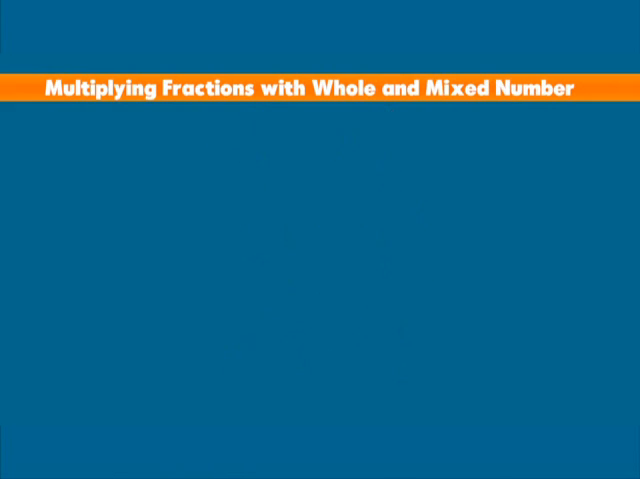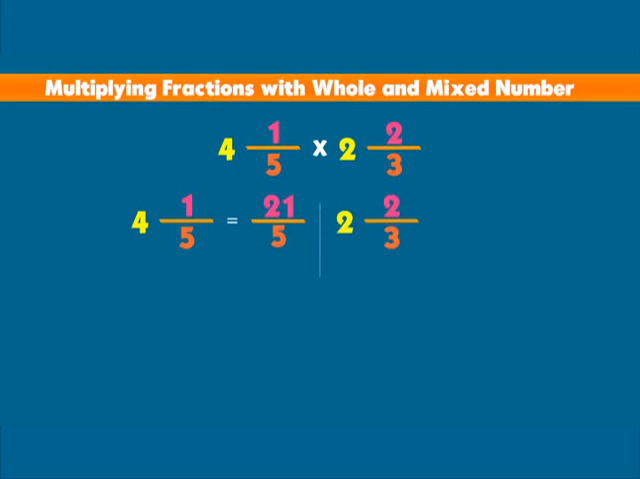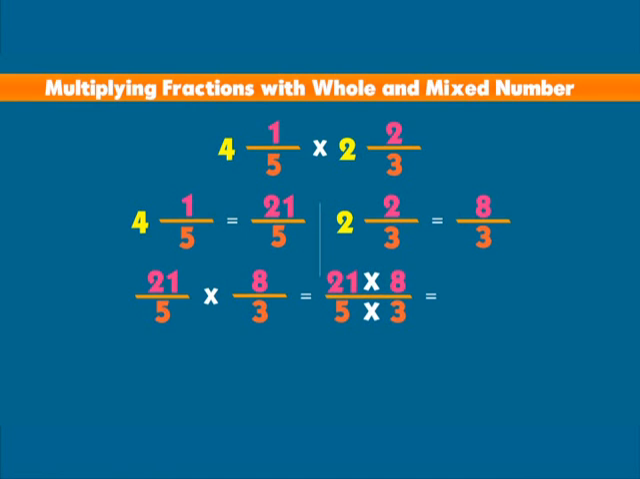To multiply mixed numbers, convert them to improper fractions and multiply. Example, 4 and 1 over 5 times 2 and 2 over 3. Converting to improper fractions, we get 4 and 1/5 equals 21 over 5, and 2 and 2/3 equals 8 over 3. So 21 over 5 times 8 over 3 equals 21 times 8 over 5 times 3 equals 168 over 15. Reducing this further, we get 11 and 3 over 15.